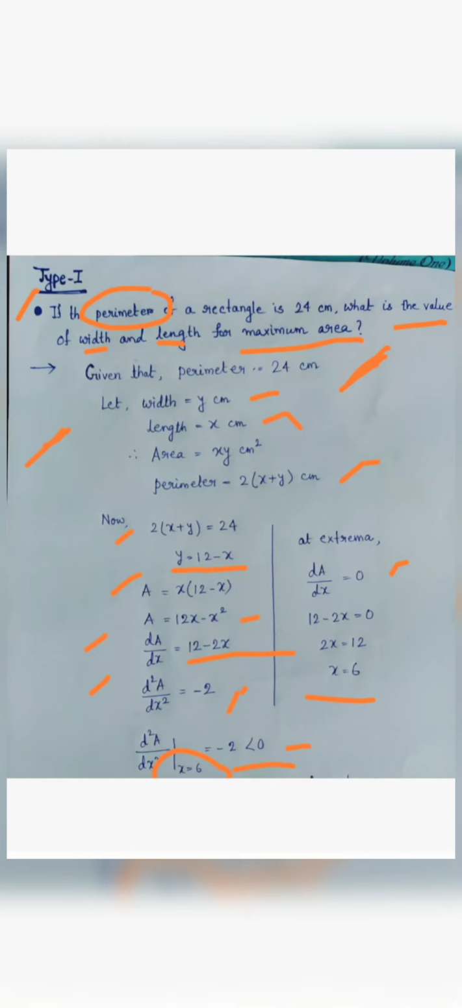So here what is our function? Our function is the area, A. So we say that the maximum area occurs at a length of 6 centimeters. Therefore the width is 12 minus 6, so 6 centimeters. Finally we got the answer that the length is 6 centimeters and the width is also 6 centimeters.